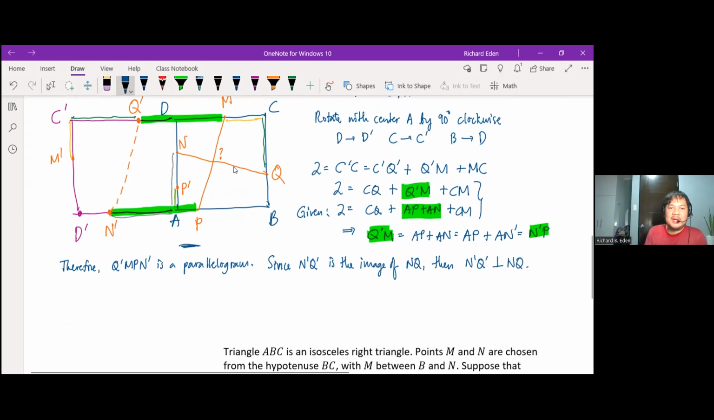However, because of the parallelogram that we formed, N prime Q prime and MP are parallel. Therefore, it follows from those two geometric statements, the parallel statement and the perpendicular statement, the conclusion follows right away that MP and NQ are perpendicular. Okay.